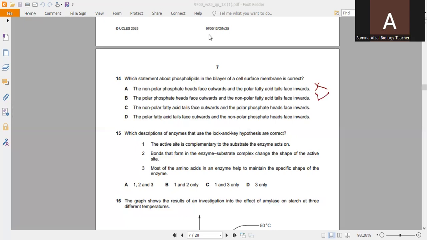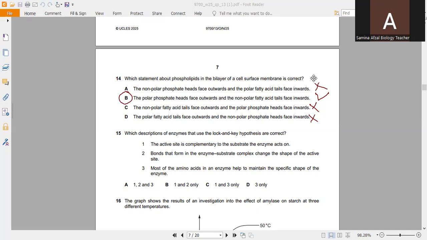The third option, which is C, mentions that fatty acid tails face outward and the polar phosphate heads face inwards. Again, this is wrong. Now the option D says the polar fatty acid tails face outwards and the non-polar phosphate heads face inwards. Again, they are showing that the fatty acids are polar, but they are not polar. So B is the correct option for question number 14.